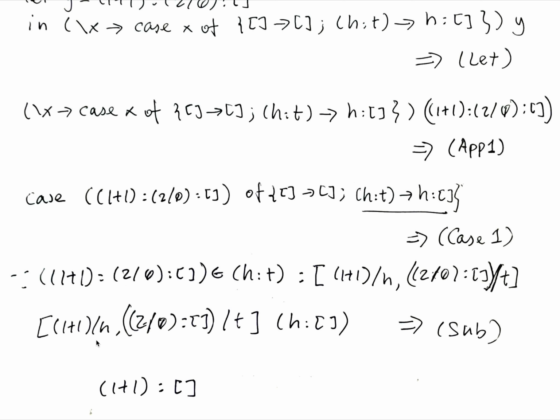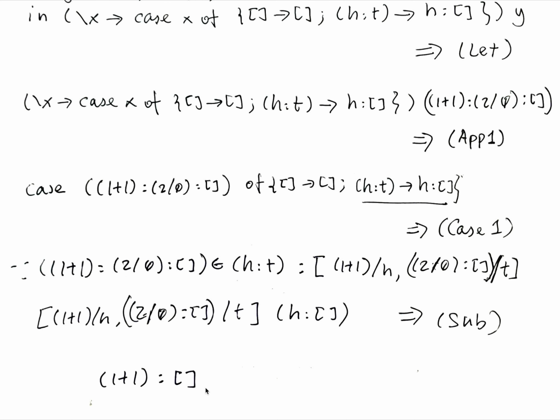Now we apply this substitution to the right hand side of the pattern clause, which is h cons the empty list. This is actually the body of that particular pattern. So we apply this substitution and we get 1 plus 1 cons empty list, and we stop here because we have no further rule for now to reduce this data constructor expression.